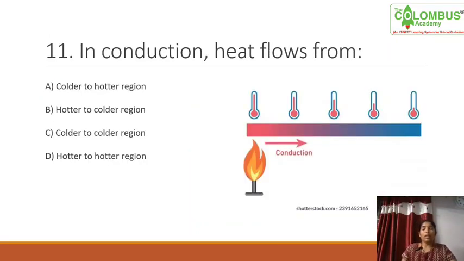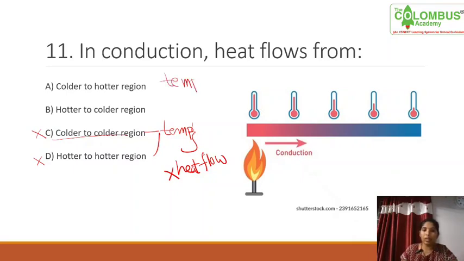Next, in conduction, heat flows from colder to hotter region, hotter to colder region, colder to colder region, or hotter to hotter region? Obviously heat will not flow from cold to cold or hot to hot, because if the temperature is the same, the flow of heat will stop. So there will be no heat flow. That is, there should be a temperature difference. So in colder to hotter and hotter to colder, yes, there is a temperature difference.